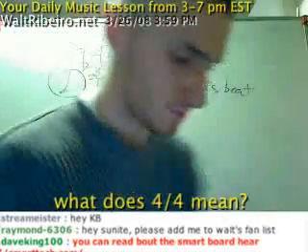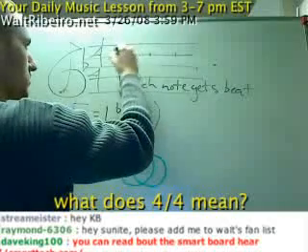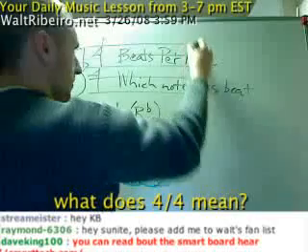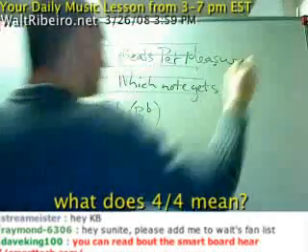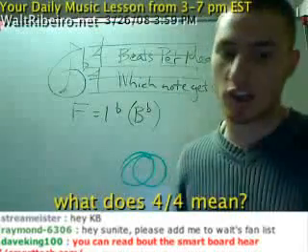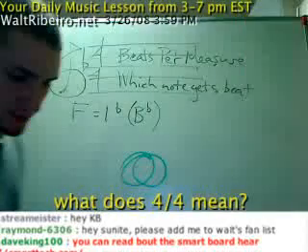Okay, here. So here we have it. Top note means beats per measure. Beats per measure, and the bottom note is telling you which note gets the beat. Well, you're probably saying to yourself, Walt, that's awesome, but what the heck do those mean? And this is the answer, okay?